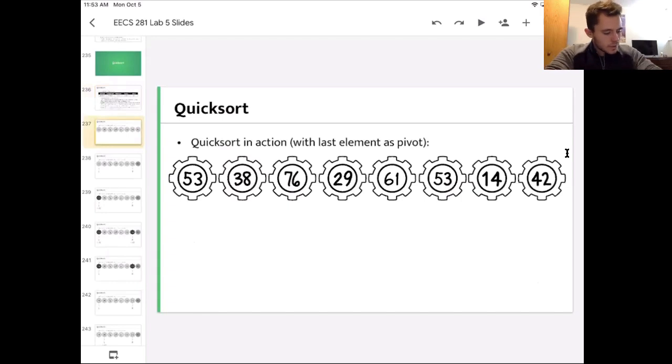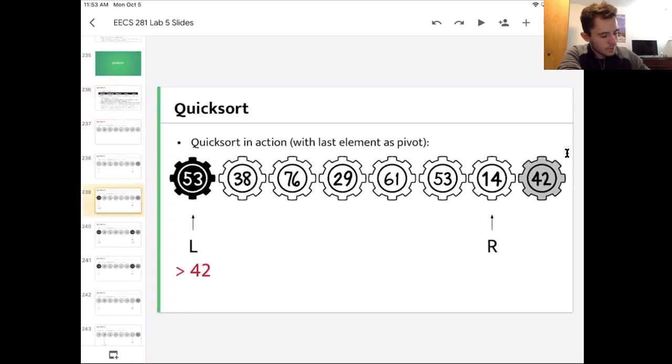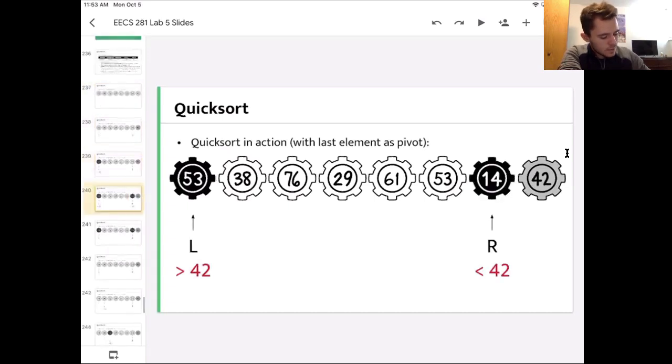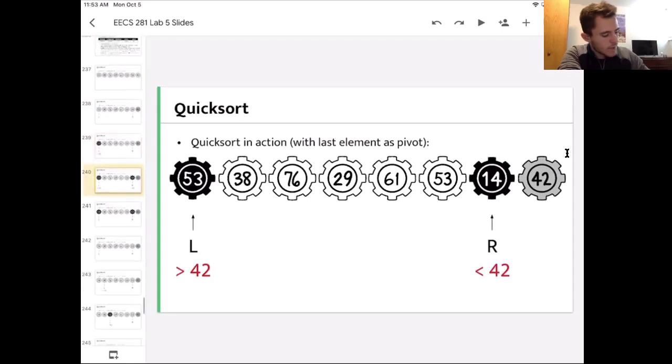For this example, we're going to choose the last element as our pivot, right? So the 42 is our pivot, and that just makes life easier. We essentially have two pointers, right? We have a left pointer and a right pointer, and we're going to walk them towards each other. For each pointer, you have to check: everything on the left side has to be less than the pivot, and everything on the right side has to be greater than the pivot. If we have any instance where this doesn't occur, we're going to swap those two elements, right? So the 53 is greater than 42, so we're going to have to swap that. The 14 is less than 42, so we're going to have to swap that.